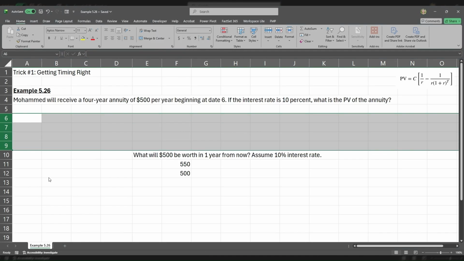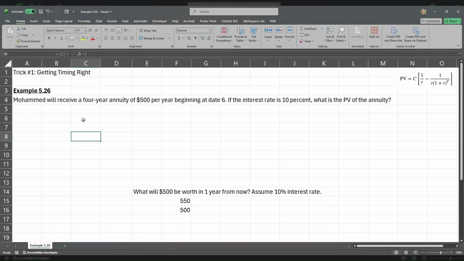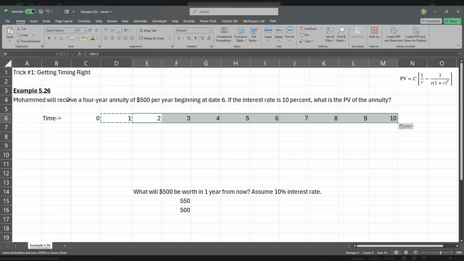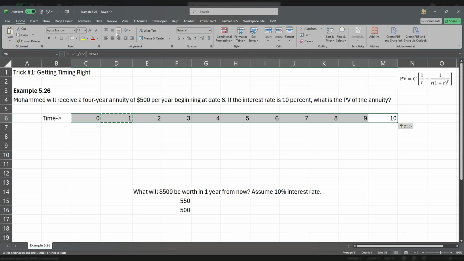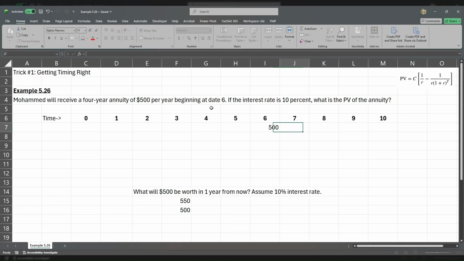What I'm going to do is structure this as a timeline. So I'm going to put my time as my top row, starting in period 0, and how far do I need to go? I don't know exactly. 4-year annuity beginning at date 6. Okay, so the first payment here is in time period number 6. And maybe I'll just center and bold my timeline here. And it's $500 as my first payment.